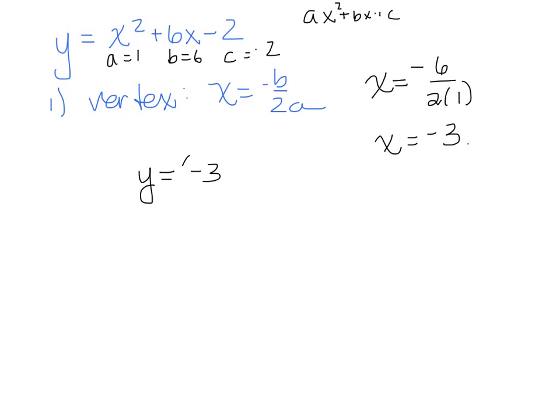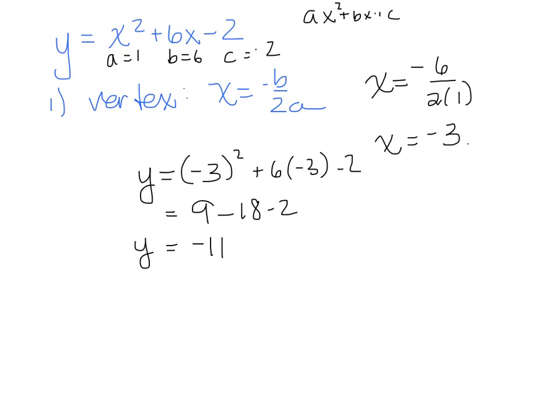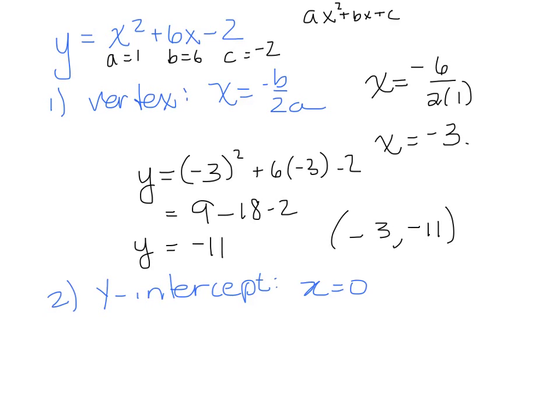y is equal to negative 3 squared plus 6 times negative 3 minus 2. So we're getting 9 minus 18 minus 2. What is that? Negative 9, negative 11, I think. So now I have the vertex at negative 3, comma, negative 11. That's good to know. And of course we'll find the y-intercept by setting x equal to 0. So y is equal to negative 2. So I have another point that is 0, comma, negative 2. And it would be nice to have one more point that perhaps lies between those.